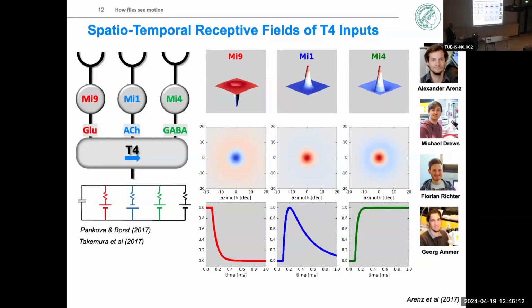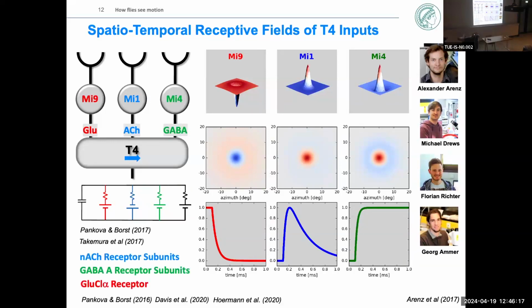Well, now in the transcriptomic age, you can also look at what receptors T4 cells express. We found nicotinic acetylcholine receptor subunits. We found GABA A receptor subunits. That's all sort of as expected. Unexpected was a high expression level of GluCl alpha receptor. Now, GluCl alpha is a glutamate-gated chloride conductance, which makes glutamate an inhibitory transmitter in this case. I was very happy to see that because I thought, that takes care of the sign inversion, right? Somehow it has to do that.